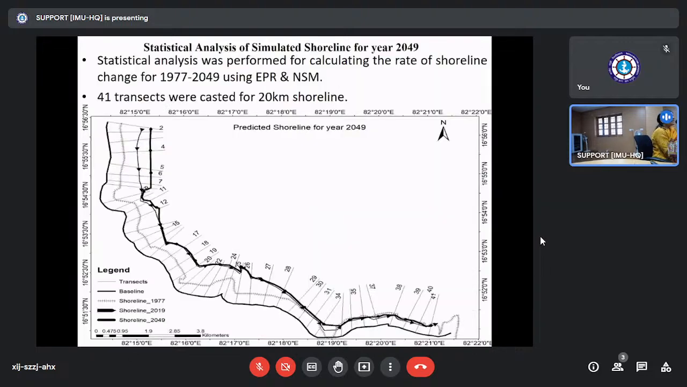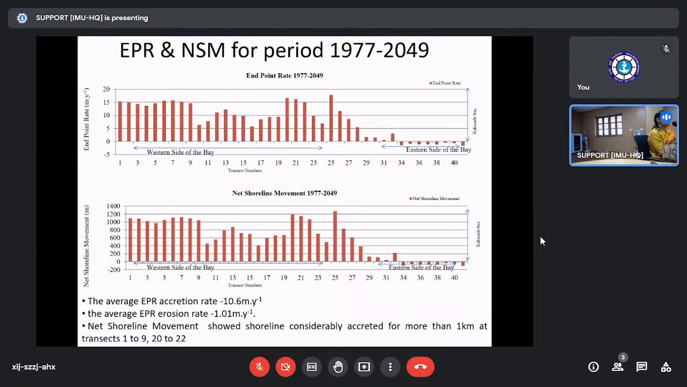Thereafter, statistical analysis was performed again using EPR and NSM for the simulated shoreline of year 2049. Again, this was forecasted for the 20 kilometers of shoreline, and this is the EPR and NSM found for this period. It shows a similar trend as earlier shown during quantification of the shoreline: there is considerable accretion at the western side of the bay and slight erosion at the eastern part of the bay.